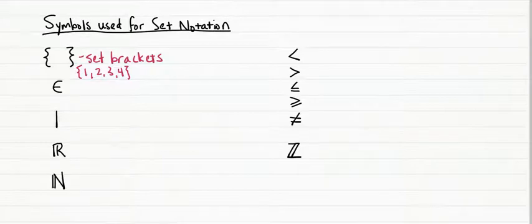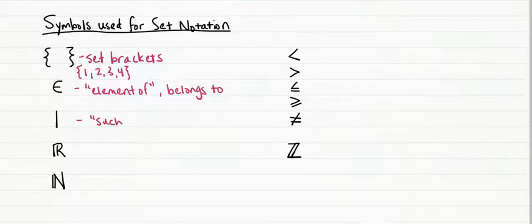This symbol here, it looks kind of like a fancy E. It is known as element of, or you can think of this as belongs to. This symbol here looks like a vertical line. It represents such that.